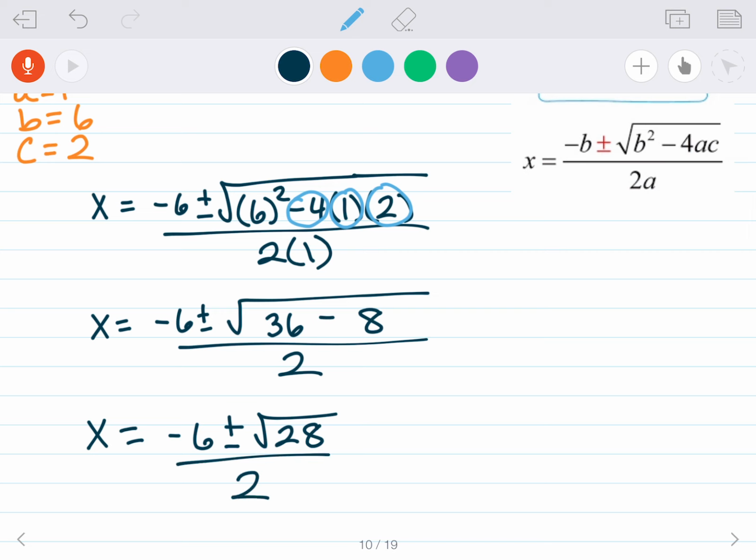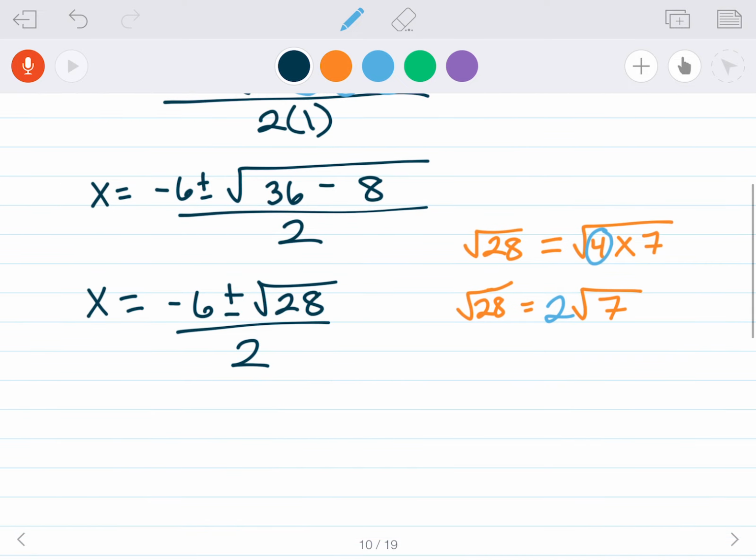Now this guy can be simplified, so I'm going to do that off to the side. Can you think of a nice perfect square number that divides 28? Well, I'm thinking of 4. So I know 28 is 4 times 7. And I know what the square root of 4 is, it's 2. So this becomes 2, leave the 7 on the inside of the house. So the square root of 28 is the same thing as 2 square roots of 7. So I'm just going to replace that here. We have x equals negative 6 plus or minus 2 square root of 7 all over 2.